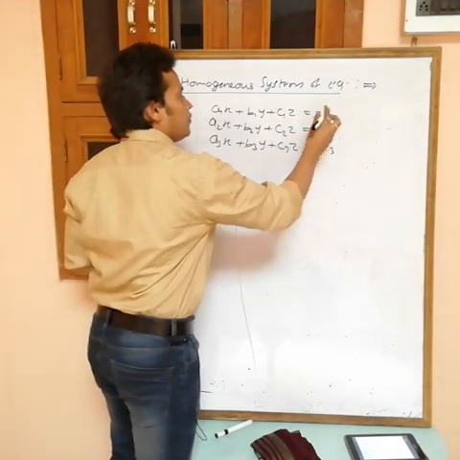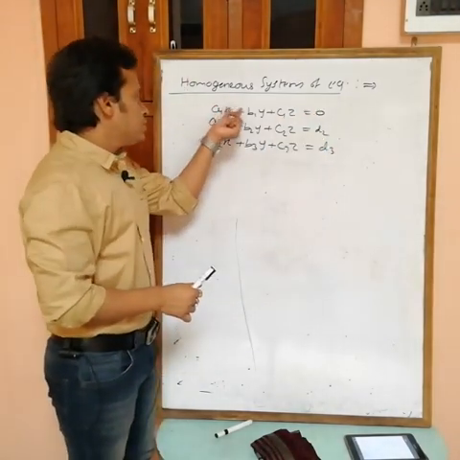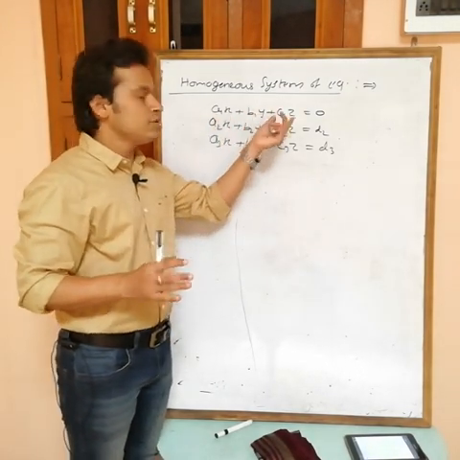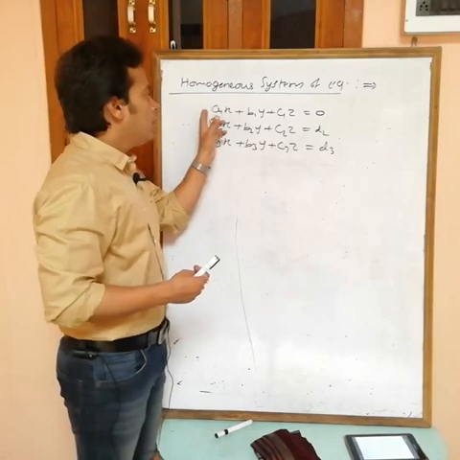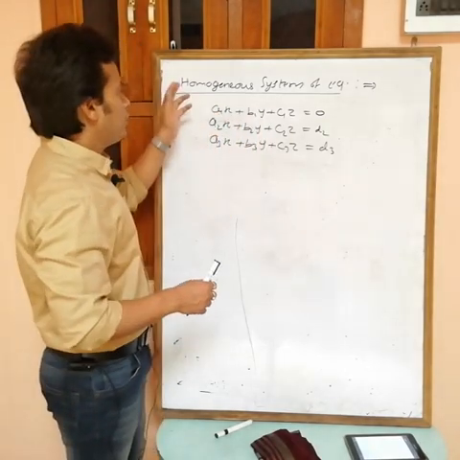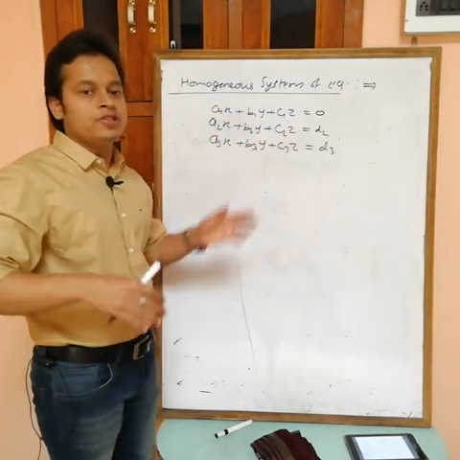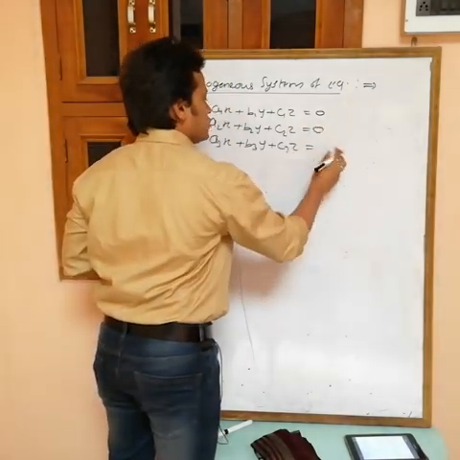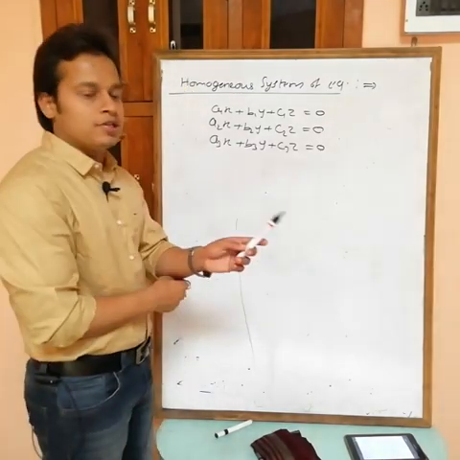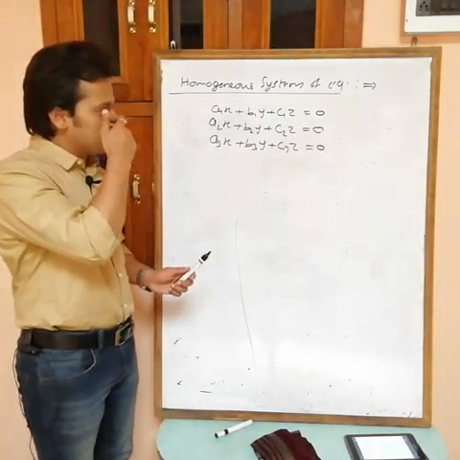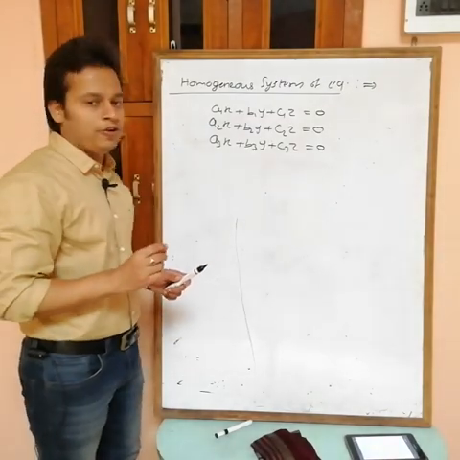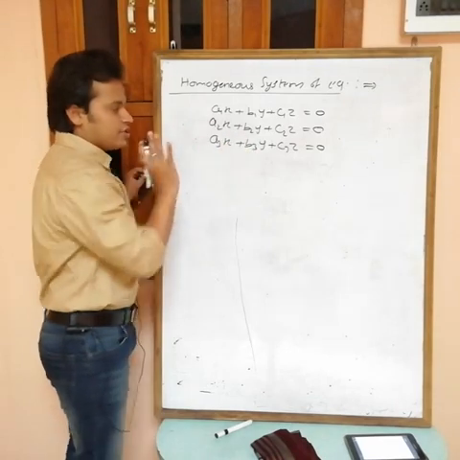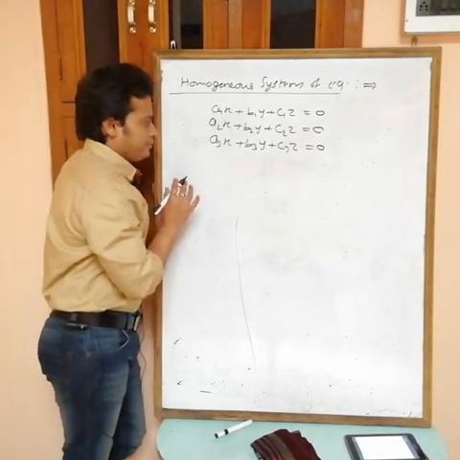Okay, but if you put d1 equals 0, now each term has the same power of variable, so this becomes a homogeneous equation. Here we have a homogeneous system of equations, it means every equation is a homogeneous equation. So if the constant terms are equal to 0 in a system of equations, then that system of equations is known as a homogeneous system of equations. Okay, so the system of equations is homogeneous.